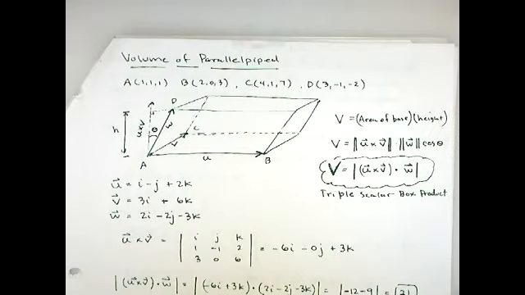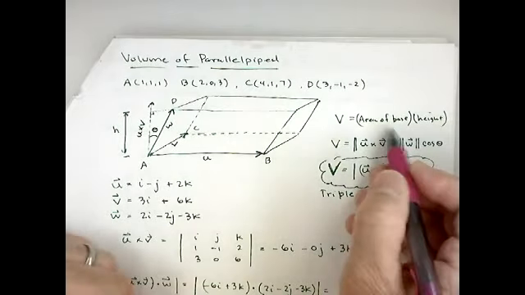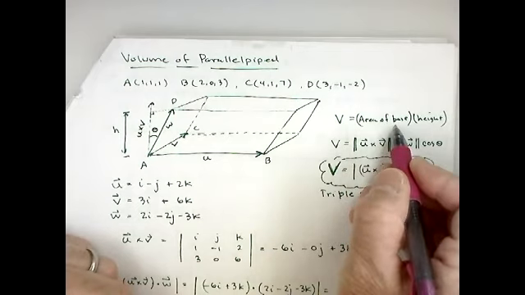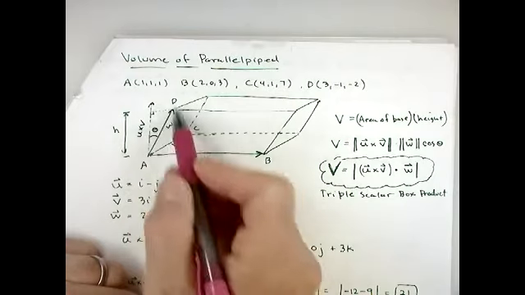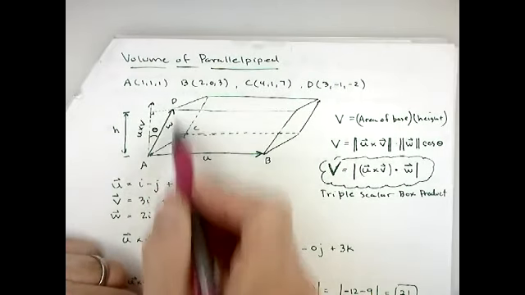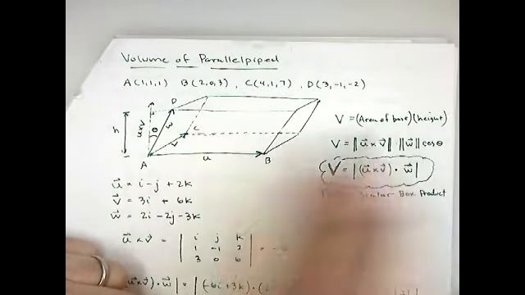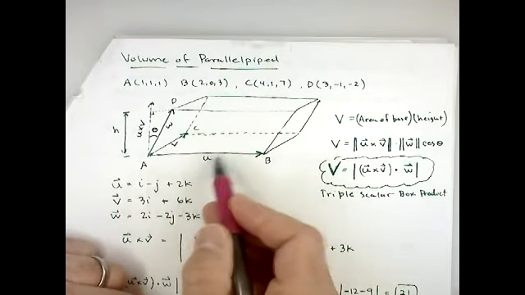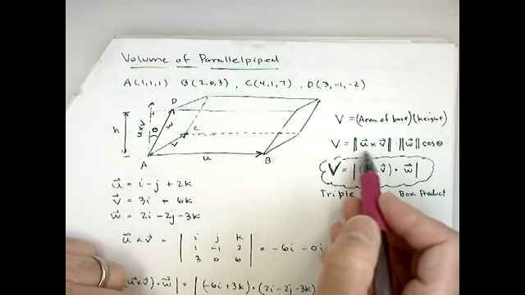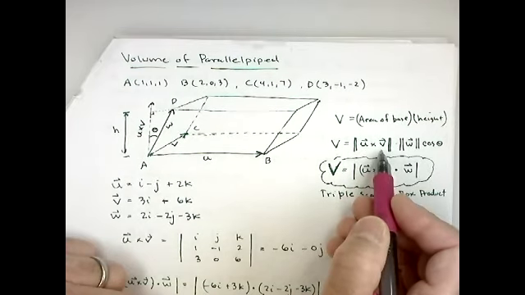Now the volume of a box, of a parallelepiped, is the area of the base times the height. And just like for a parallelogram, we're talking about the vertical height, straight up and down. Now we know the area of the base. The base is a parallelogram. And we just found out that the area of a parallelogram is the magnitude of u cross v.